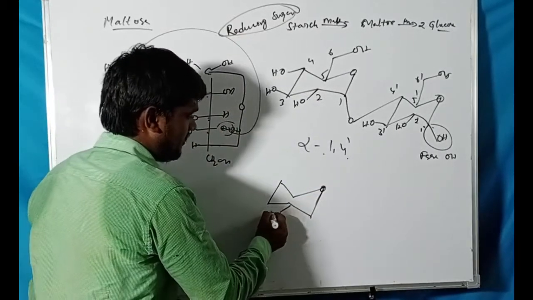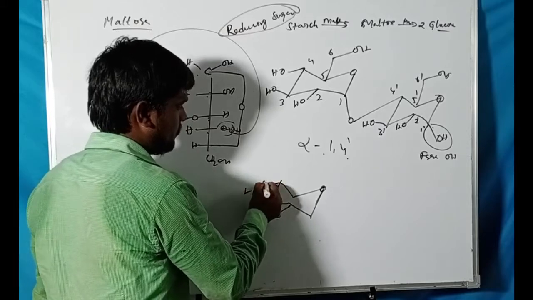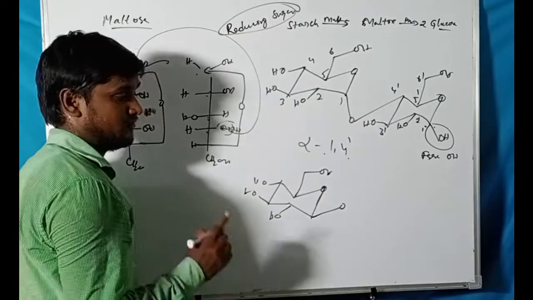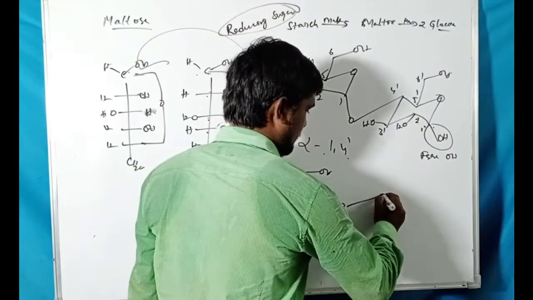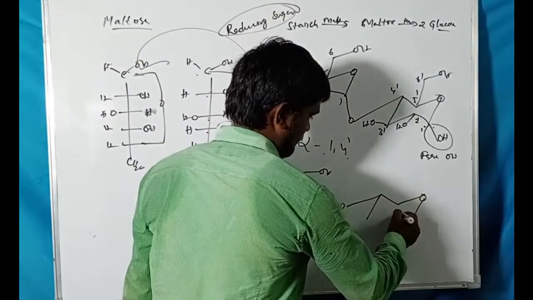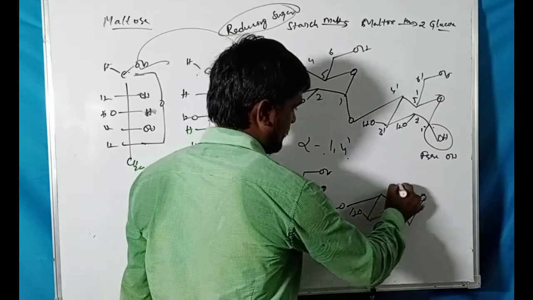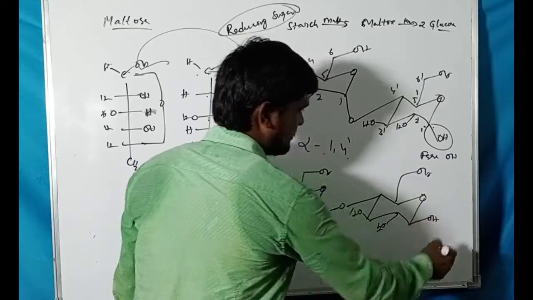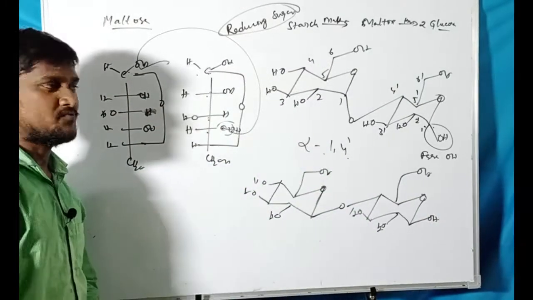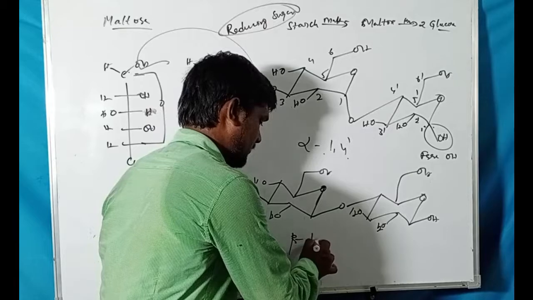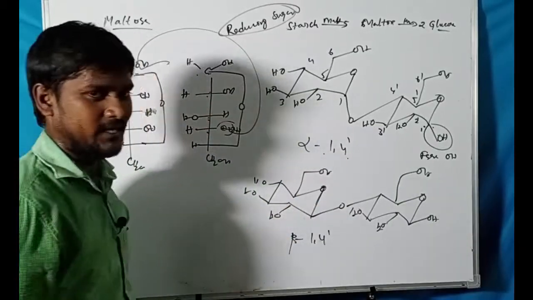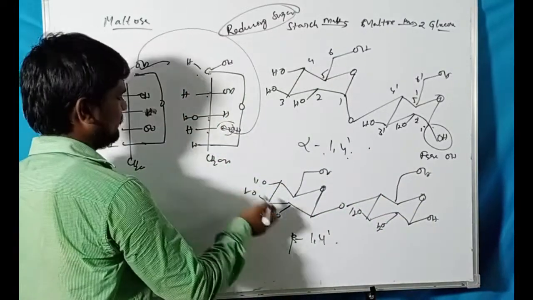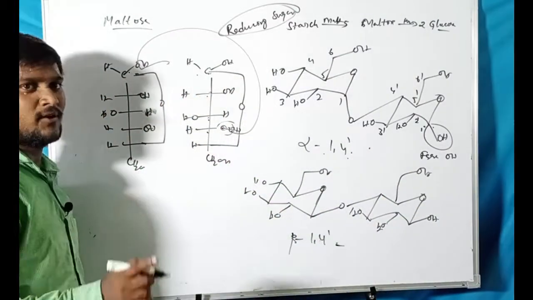Okay, now here it is the OH. Again, it forms the beta isomer. Now here it is the OH moiety. So this is simply beta 1,4 beta isomer, beta gluco. Simply it is 1,4 maltose. Now here it is beta 1,4 maltose.